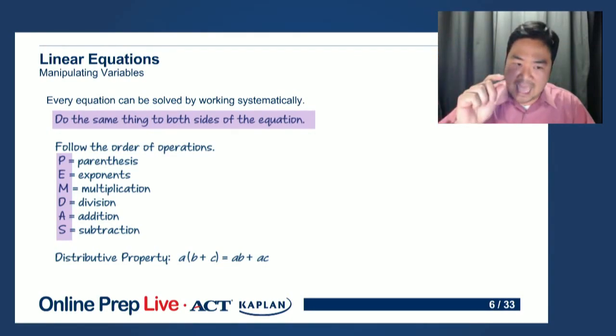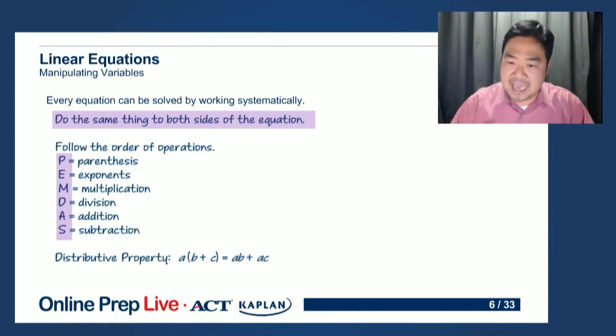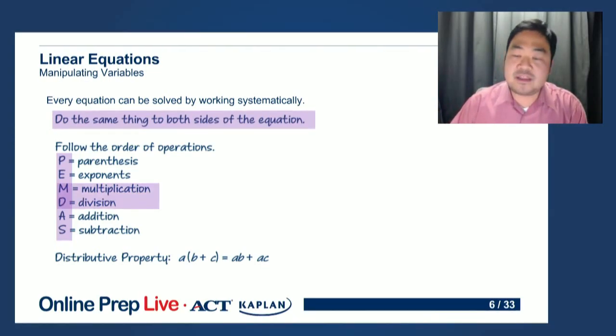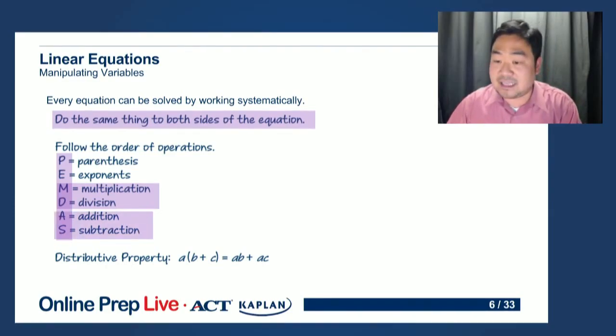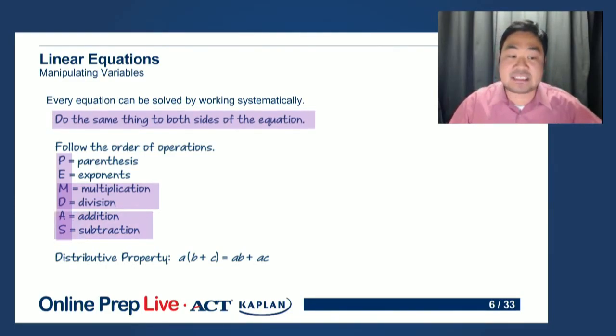First PEMDAS, then exponents, then multiplication and division, and then addition and subtraction. And remember, when you're doing multiplication and division, it's not that multiplication comes first, it's whichever goes left to right first. And then for addition and subtraction, same thing. It's not automatically the addition sign that comes first, it's whatever is left and then going right with that equation.